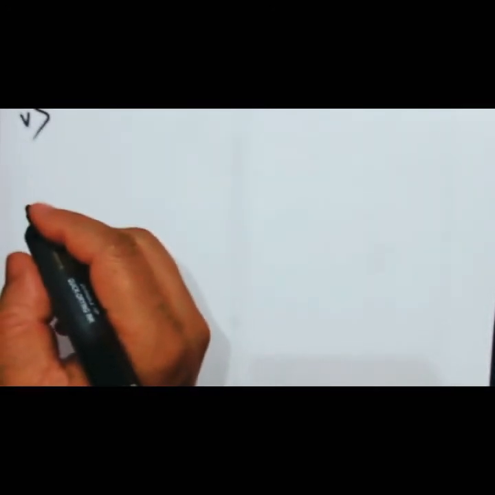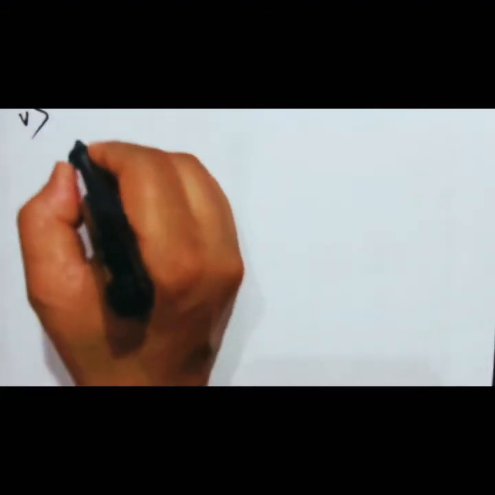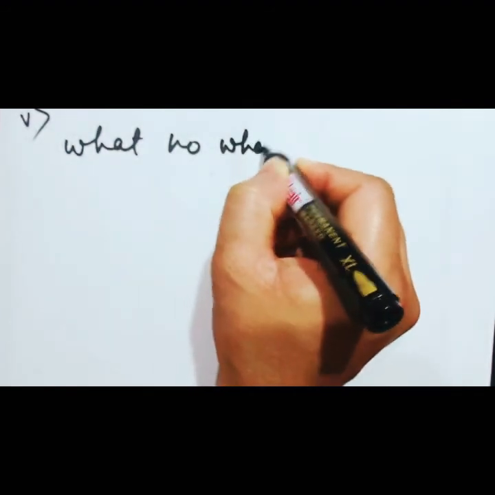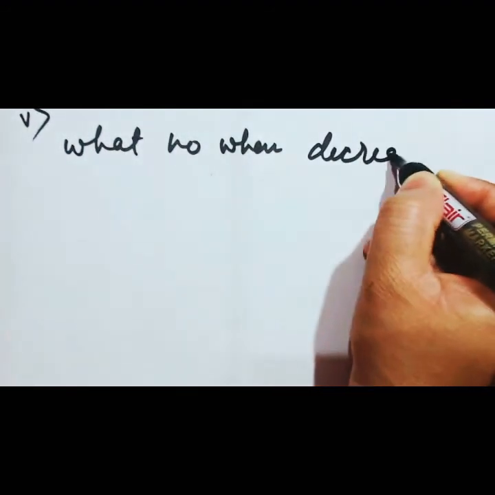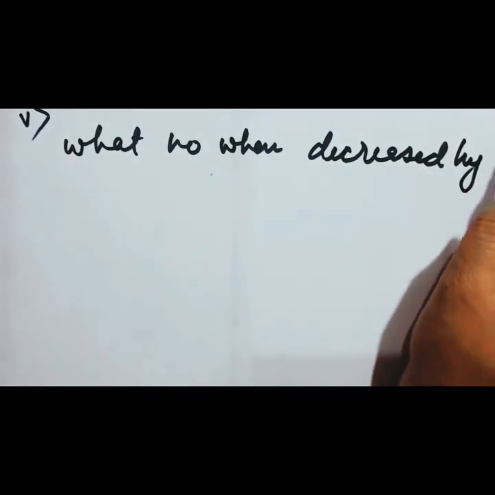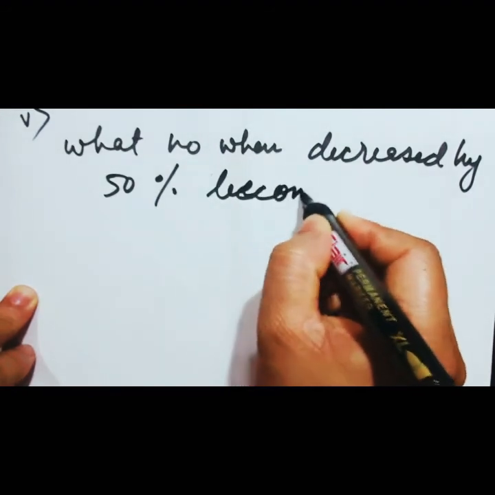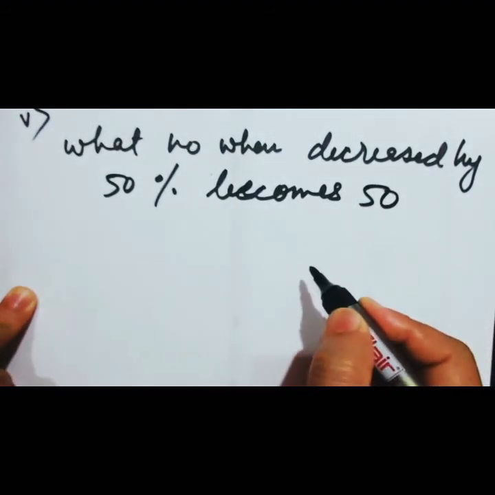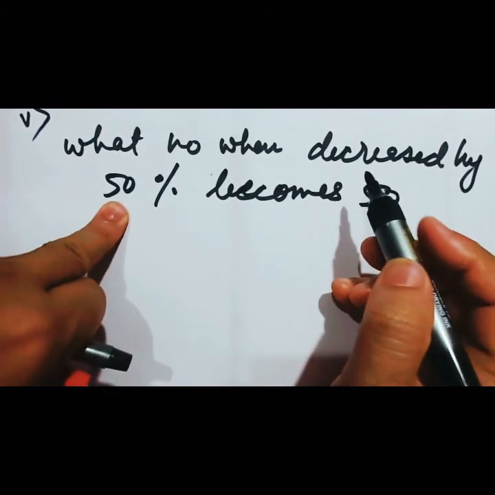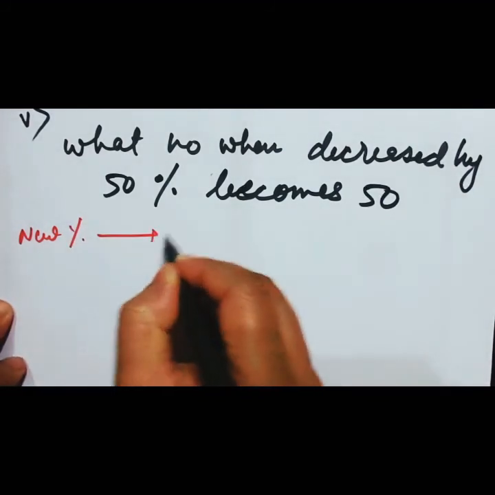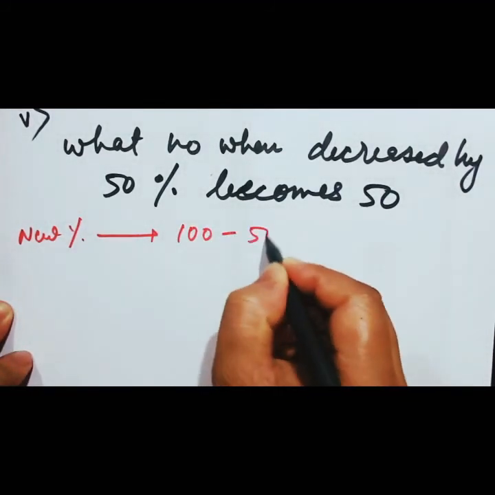Okay, let's come to another one. When decreased, I will do one of them, just one of them, so that you can do the remaining. Let's say what number when decreased by 50% becomes 50. Since you are decreasing a value by 50%, this means the new percentage will be 100 minus 50, which is equal to 50%.